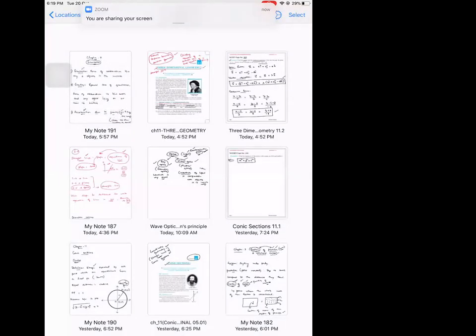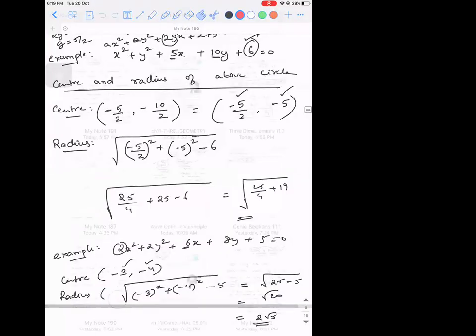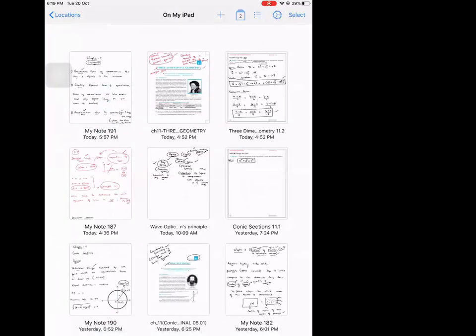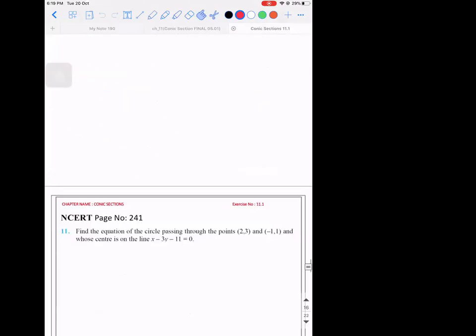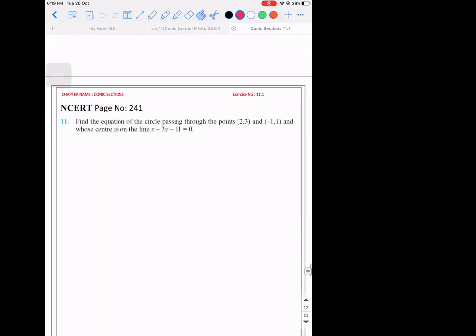So we started conic sections yesterday, right? So we were doing problems. We will do a few more problems and then we'll go to the next exercise.